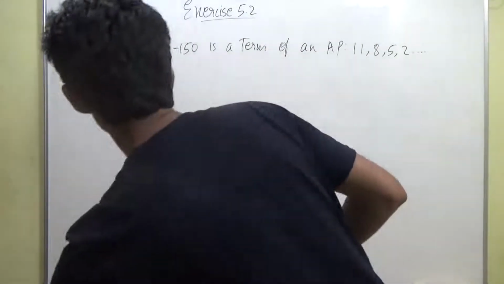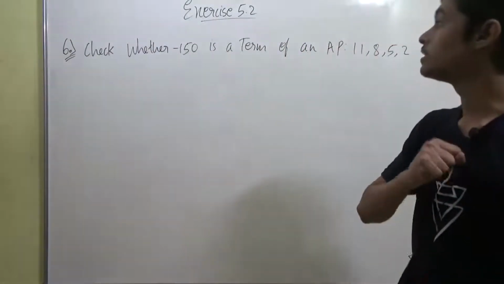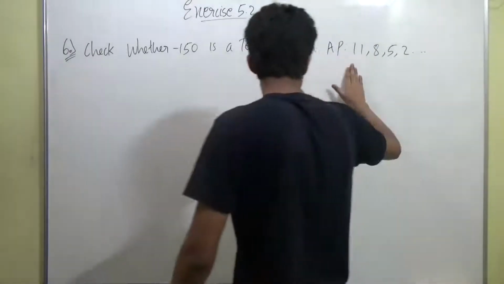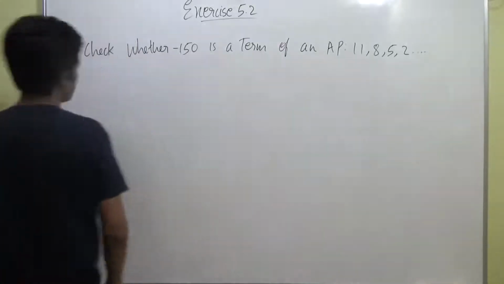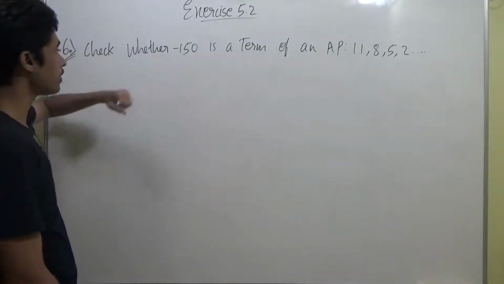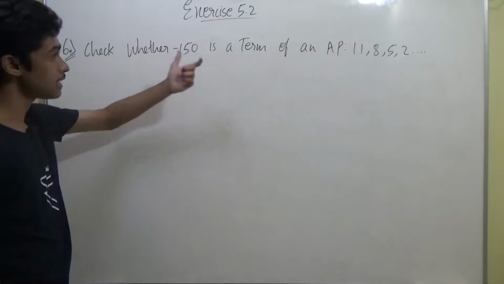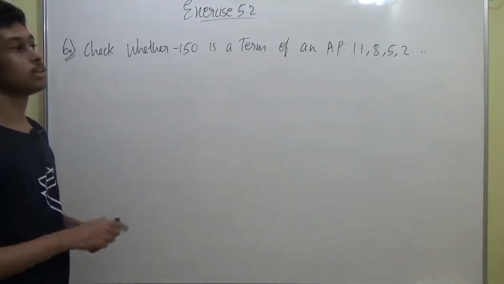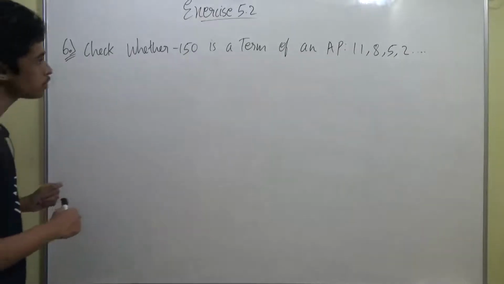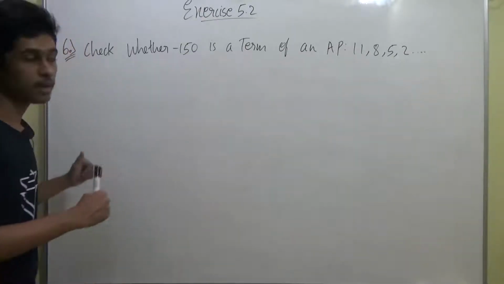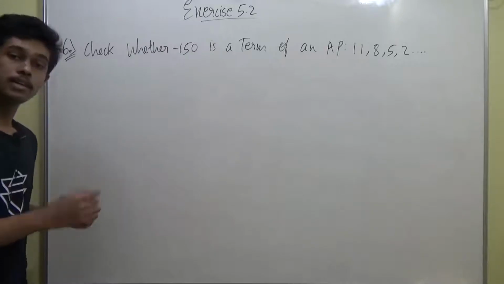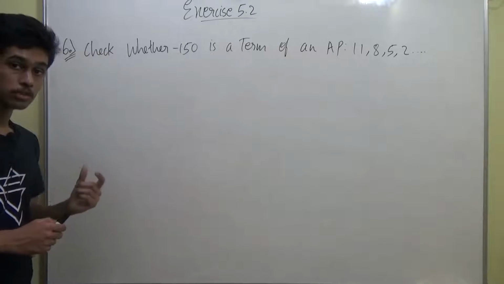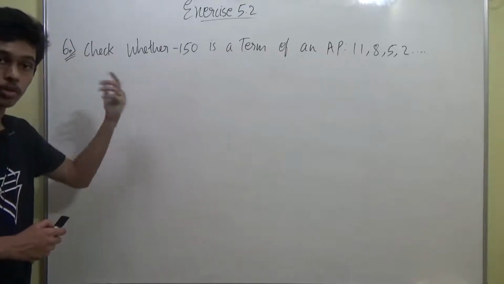Okay guys, now let's go to question number 6, which says check whether 150 is a term of an AP 11, 8, 5, 2 and so on. So that's the AP they have given. We have to check whether 150 comes in that AP. To check that, if you had seen the previous lecture, there was an example based upon this question, same as this question with different values. In that we had to see if the value of n comes out as a natural number. If n comes out as a natural number, which means 150 is going to be a term in that AP.